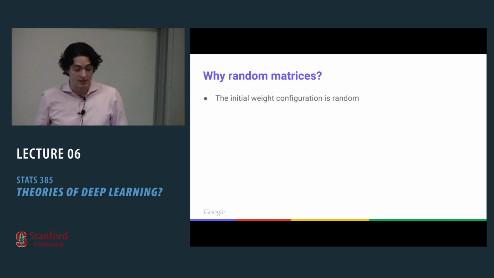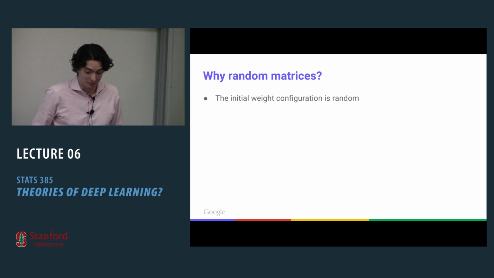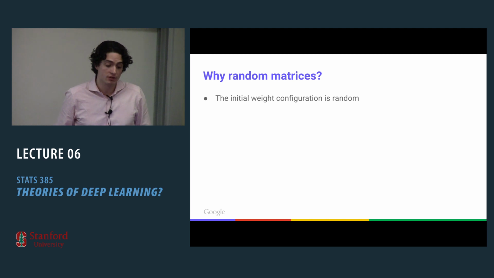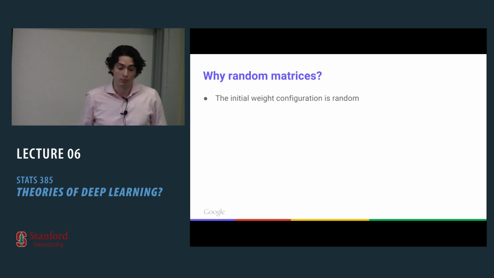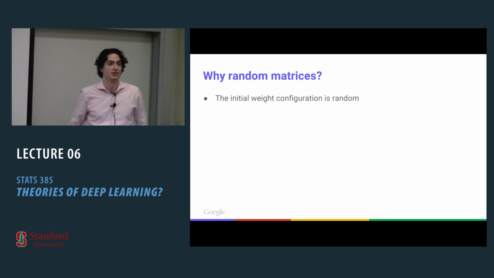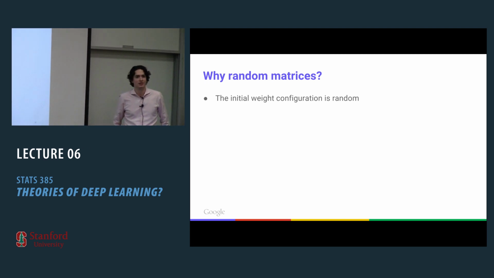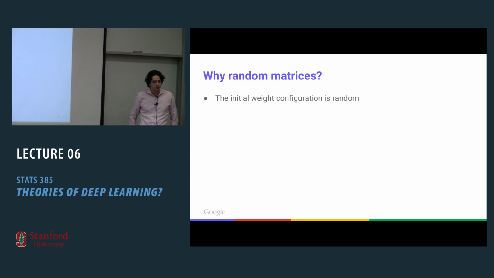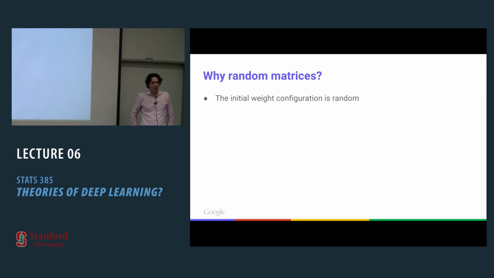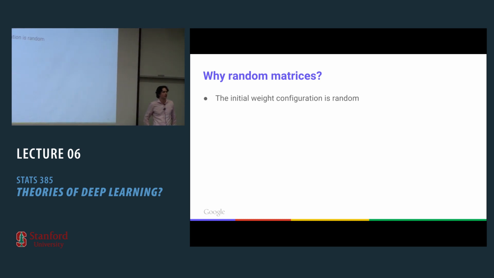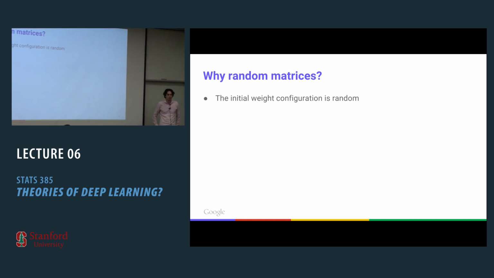and their random matrices. So this is the first and primary reason why we might want to study random matrix theory in this context. Of course, one point that is often brought up in this context is that during the course of learning, weight updates are made which induce correlations between the weights. So why would you expect random matrix configuration to be a good description beyond the initial point in learning?